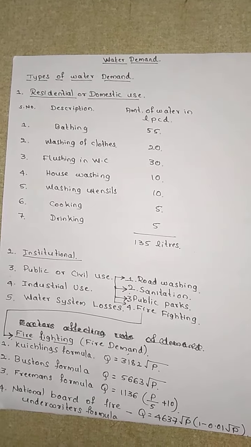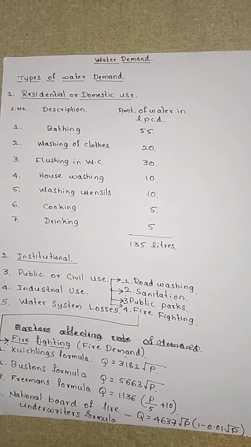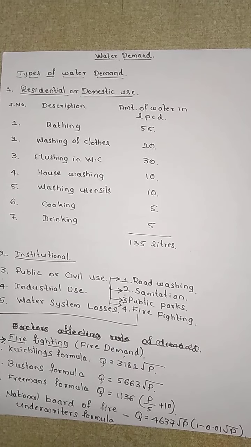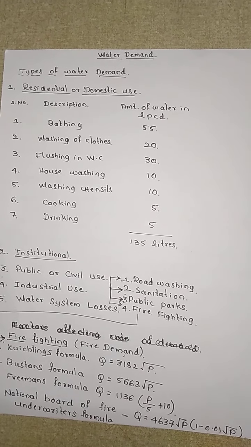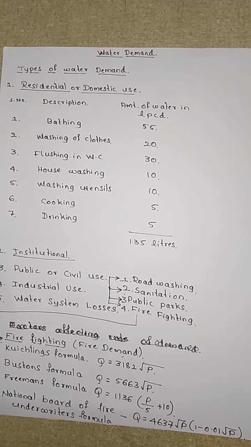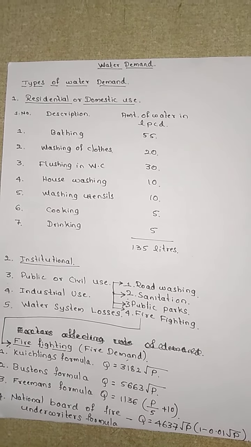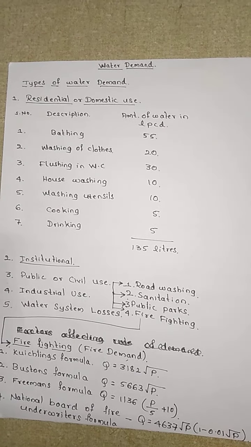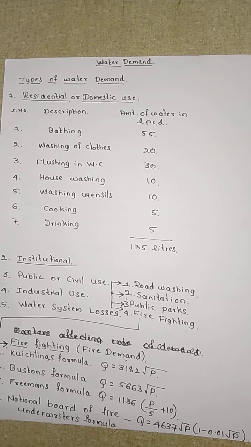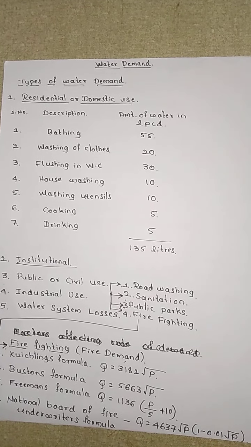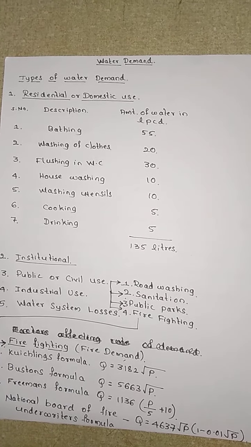The airports and seaports, it is 70 LPCD. Then terminal stations, it is 45 LPCD. Day schools and colleges, it is 45 LPCD. Offices, it requires 45 LPCD. Factories, it requires 45. Then cinema and court halls, it requires around 15 liters of water per person per day.